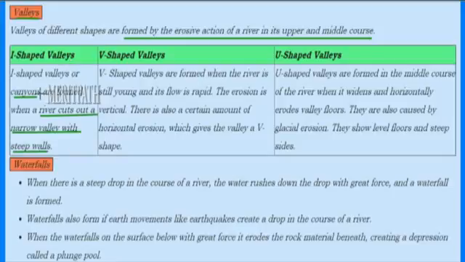I-shaped valleys, also known as canyons. These are formed when a river cuts out a narrow valley with steep walls. So it is a narrow valley with steep walls.